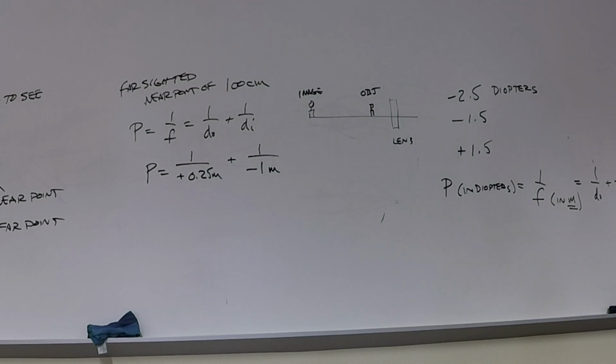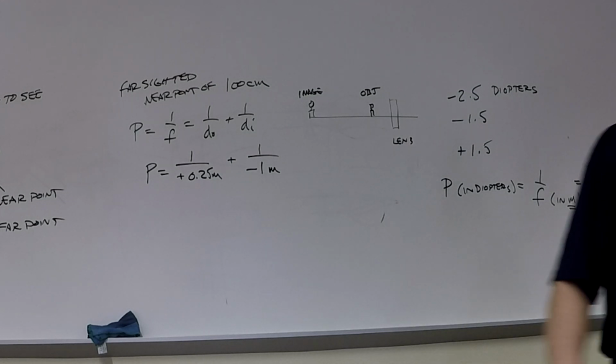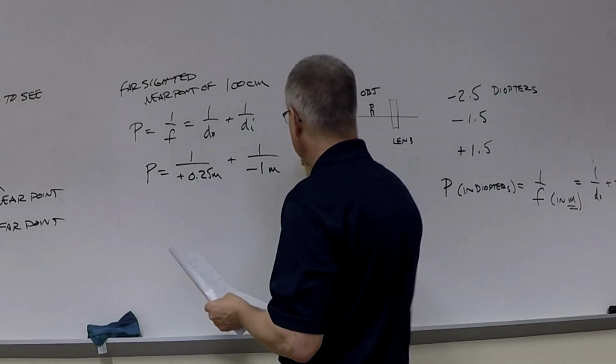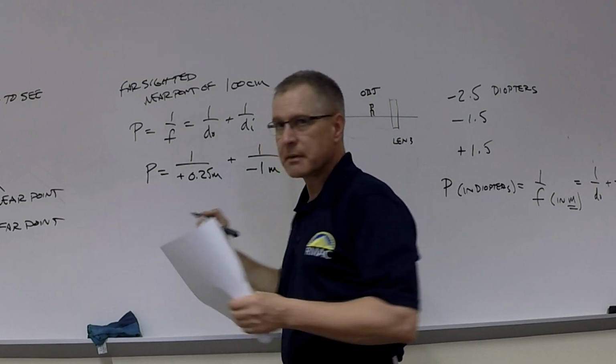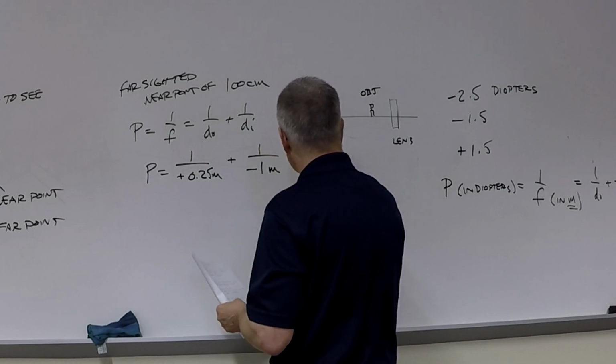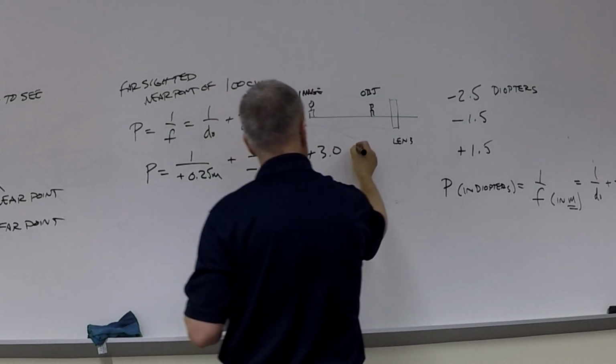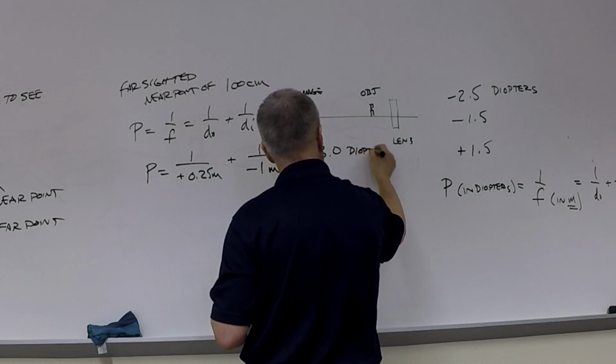So what do you get when you plug that into a calculator? And notice we don't have to invert our answer. Somebody plug that in real quick. What's 1 over 0.25 minus 1 over 1? What is it? 3. Plus or minus? Plus. And since these are in meters, this will be in diopters.